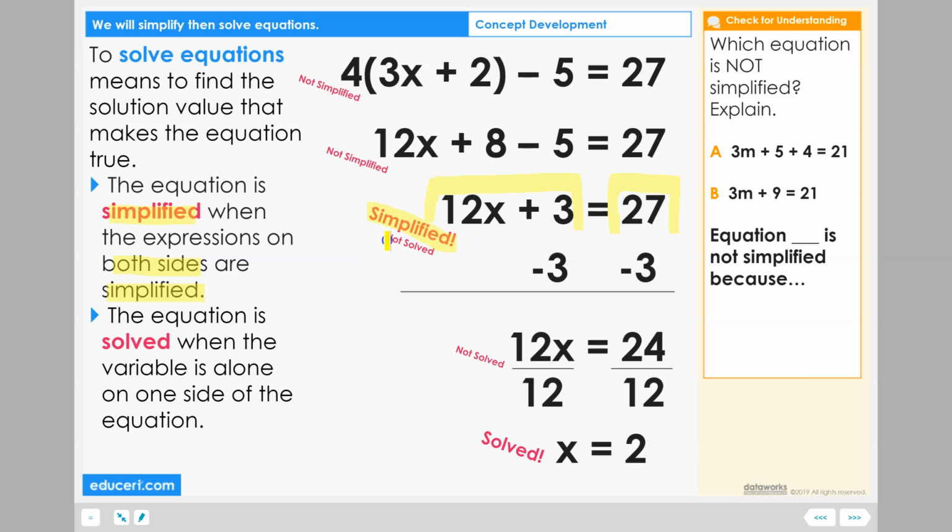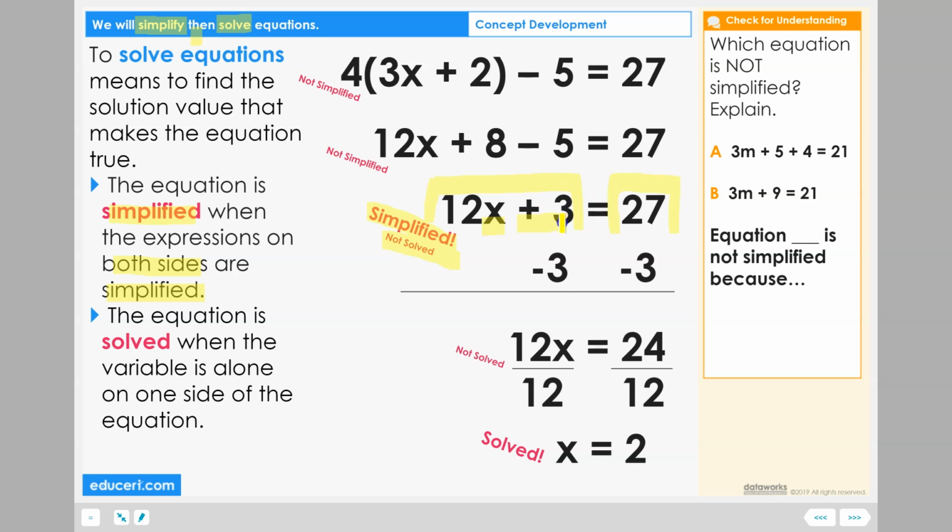However, now this equation is not solved, and so now we can begin the solving process. So that's why it's simplify, then solve. After you are simplified, we start to solve. The equation is solved when the variable is alone on one side of the equation, and this is where we use our inverse operations to start getting the variable to be alone.